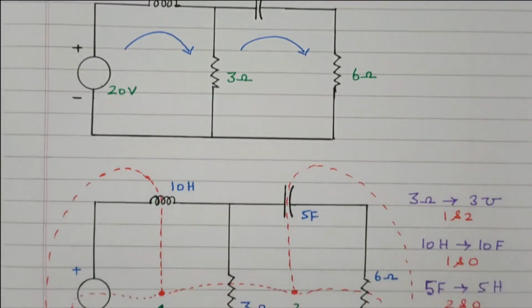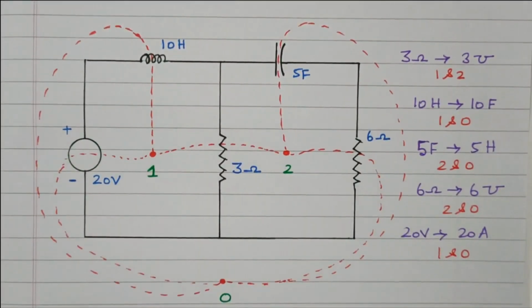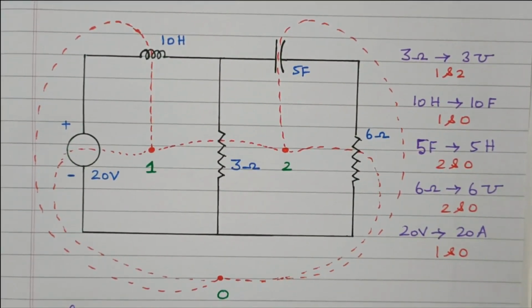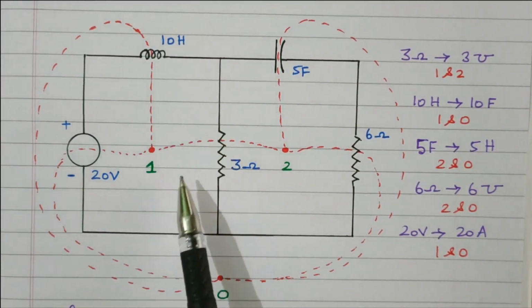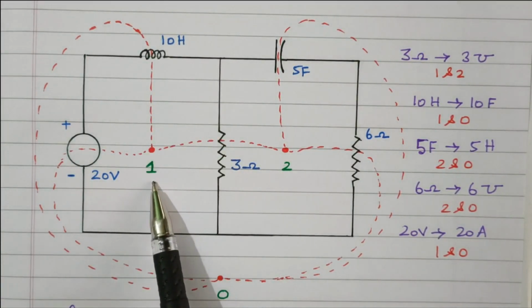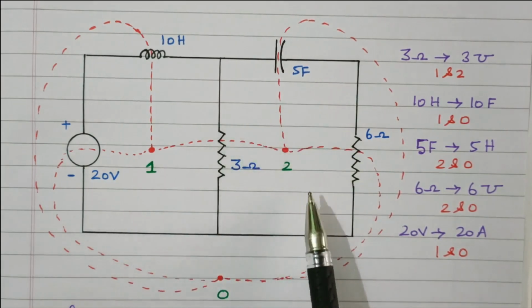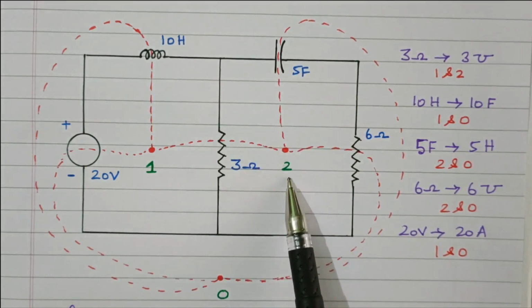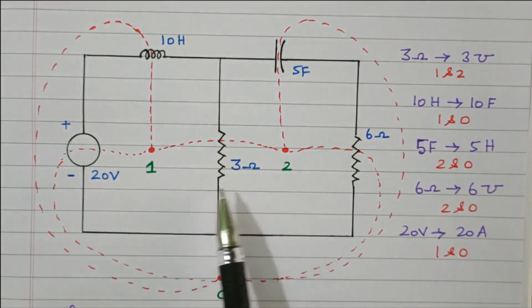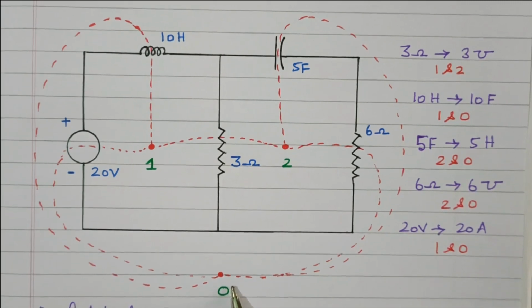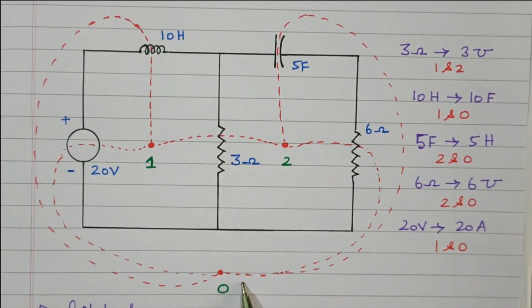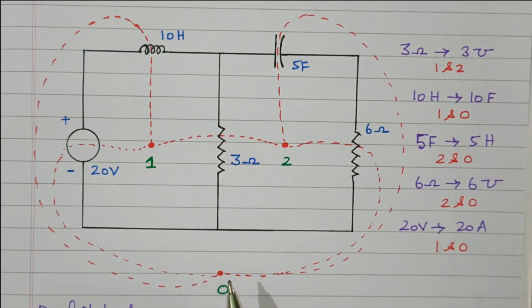Now we'll go to the diagram. So this is the dual network diagram. For the first loop, a dot is placed and numbered as 1. For the second loop, one more dot is placed, numbered as 2. So 2 dots are available, 1 and 2. And one more dot is placed outside the loop. That is called 0, the reference node. So step 1 is to put a dot for every loop, and step 2 is to put a dot outside the network, called the reference node.